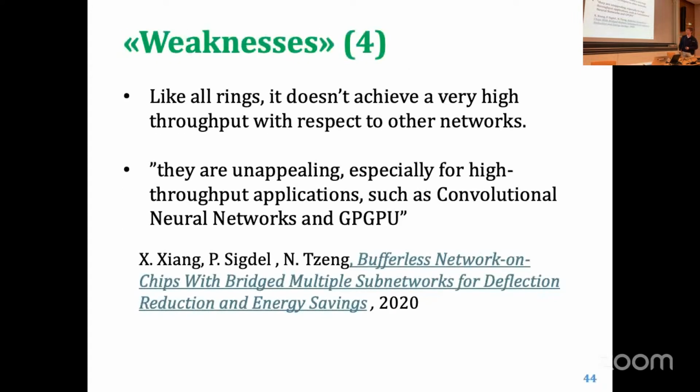And I put this weakness in quotes because it is actually a weakness of all ring networks. I found it by looking at future literature where this paper was cited. Some researchers thought that this particular design was unappealing because it doesn't achieve as high a throughput as other networks, and this is not good for some particular applications. So we could say that the weakness of the paper is that it just focuses on beating other ring networks. It doesn't really compare itself against other kinds of networks, and I think that's a weakness.